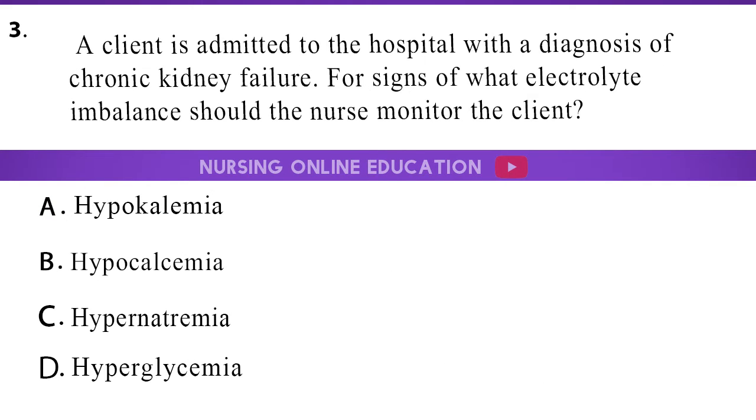3. A client is admitted to the hospital with a diagnosis of chronic kidney failure. For signs of what electrolyte imbalance should the nurse monitor the client? A. Hypokalemia. B. Hypocalcemia. C. Hypernatremia. D. Hyperglycemia. The answer is option B, hypocalcemia.